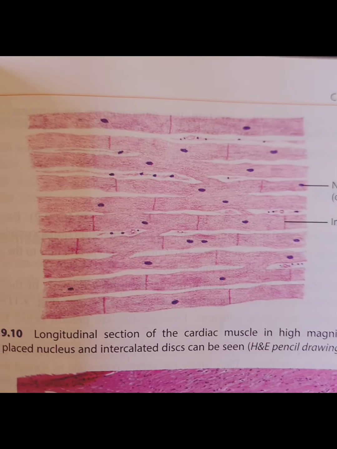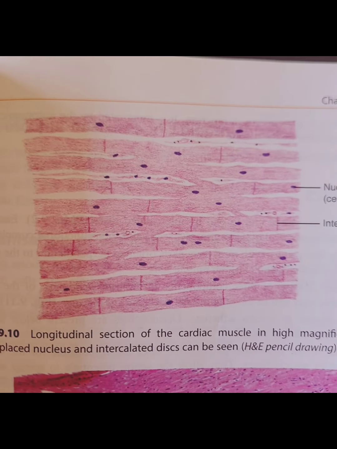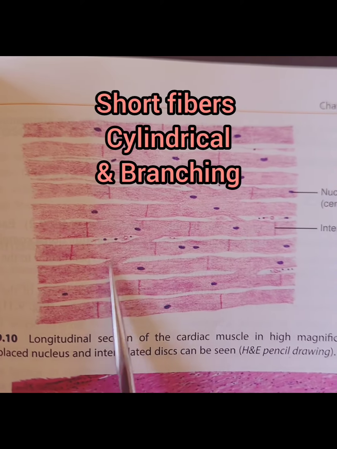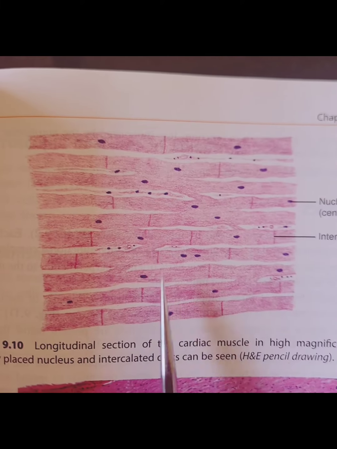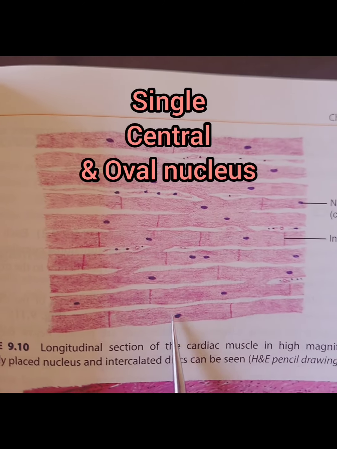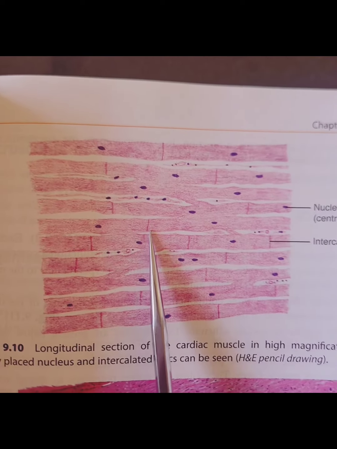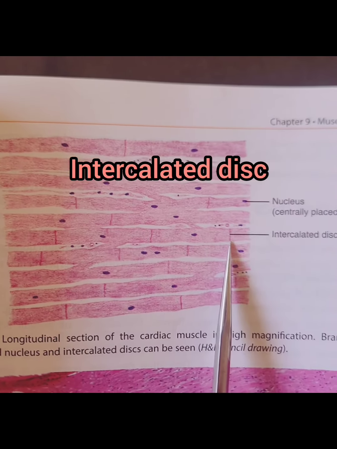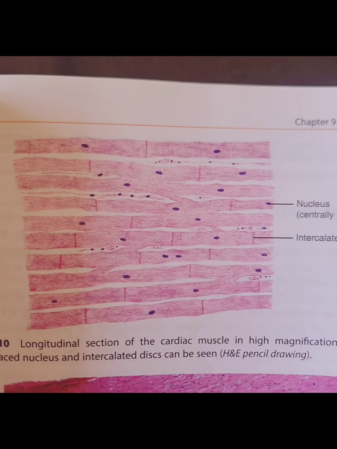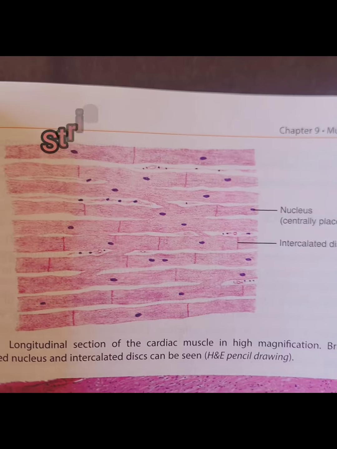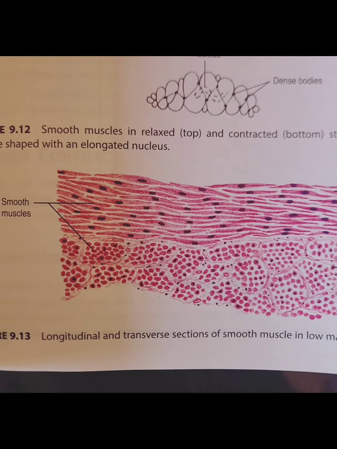This is histological picture of longitudinally cut cardiac muscle fibers. Here, fibers are cylindrical, which are short cylindrical, and they show branching. Nuclei are single in every myocyte, and they are central and oval in shape. And in between the myocytes, the cell junctions are shown with intercalated discs. These are intercalated discs. Striations are seen here also, but they are not very evident as in case of skeletal muscle. This is microscopic picture of smooth muscles.